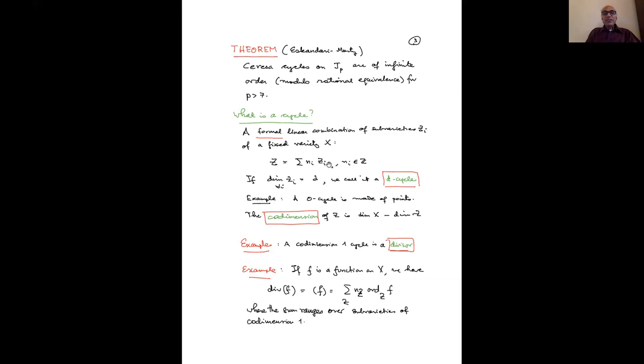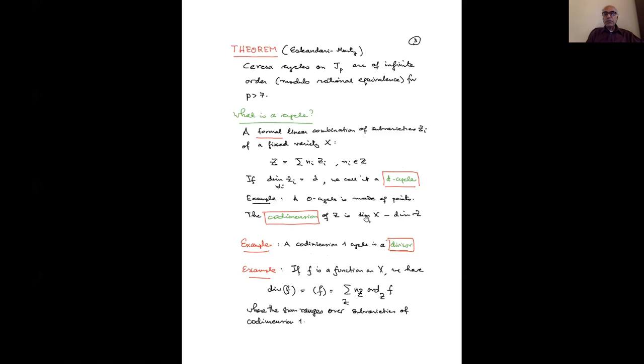Anyway, so if all these Z_i's have dimension d, then you call it a d-cycle. So for example, a zero cycle means that these are all dimension zero, in other words, points. So a zero cycle is made up of points. Now, one important notation here, the codimension of a cycle is dimension of X minus dimension of Z. So the dimension here is d, the codimension is dimension X minus dimension Z. And for various cohomological reasons, it's sometimes useful to work with the codimension rather than the dimension. So for example, a codimension one cycle is called a divisor.